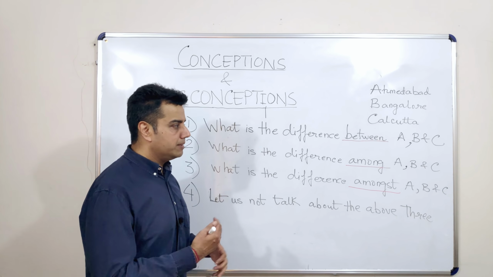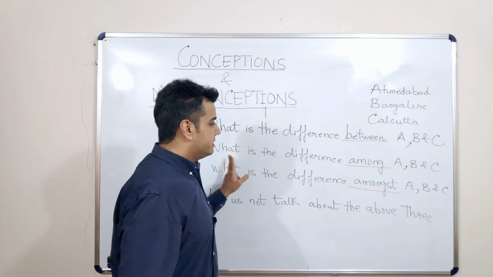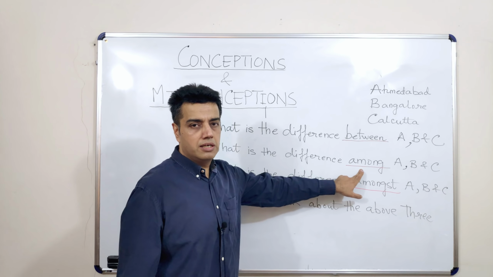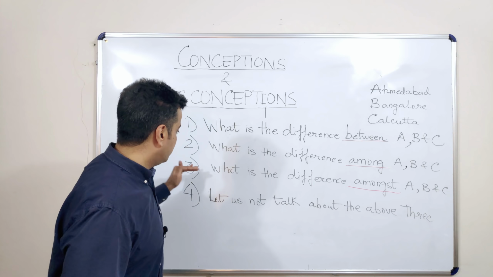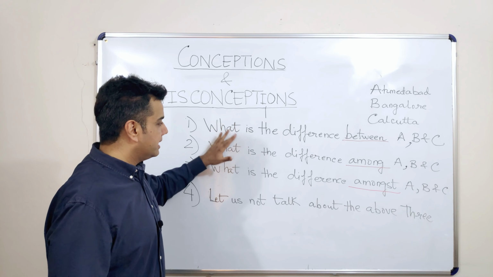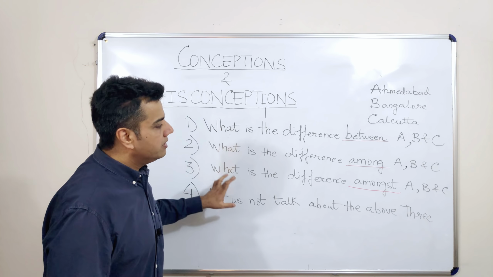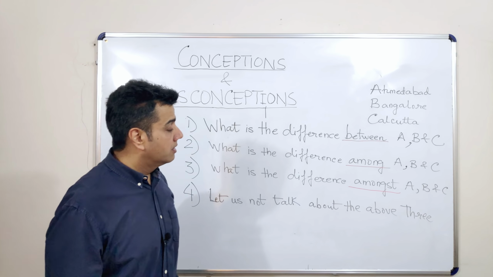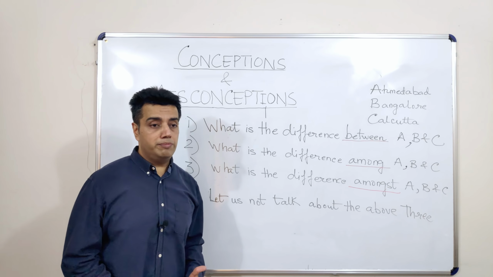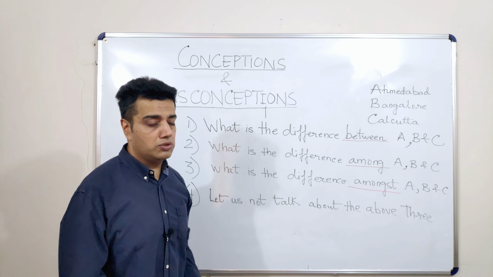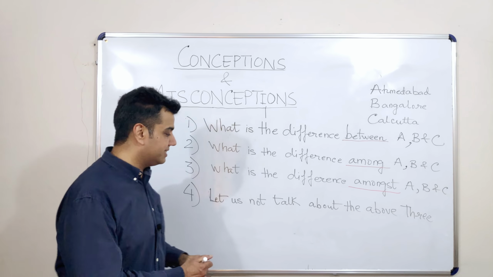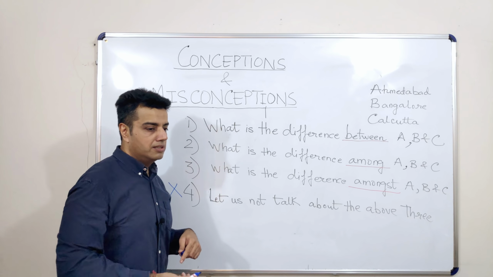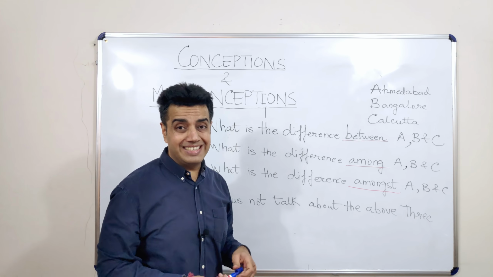The second sentence says the same, but in a different manner, because instead of between I am using the word among. In the third one, the difference from the second is that instead of among I am using amongst. The rest remains the same. Now the fourth variety here could be: why are we talking about all these things? So let us not talk about all these things. This statement becomes redundant because we are talking about the difference between the 3.